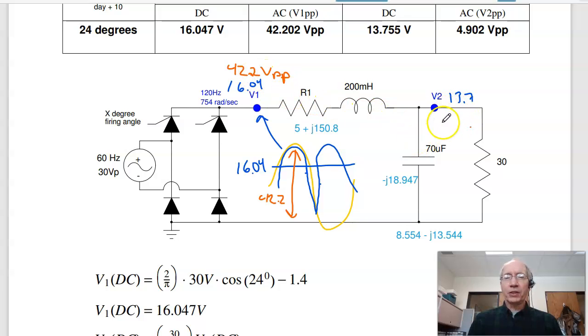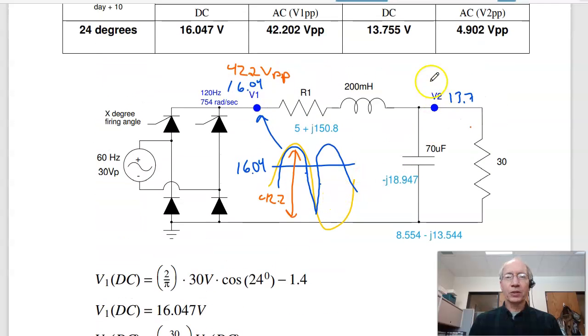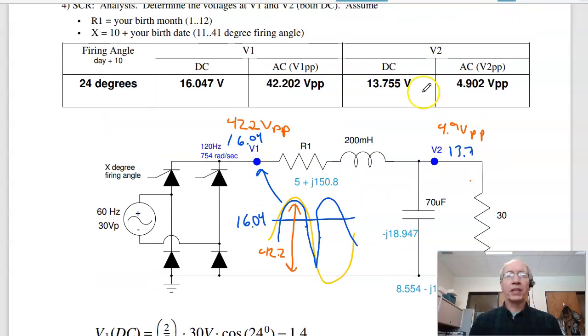Define the voltage at V2. AC voltage at V2: find the impedance of the capacitor, put these in parallel, do voltage division. That times the input gives you the voltage V2, 4.9 volts peak to peak. So this is 4.9 volts peak to peak. So that'd be the analysis. That's the answer for this problem.